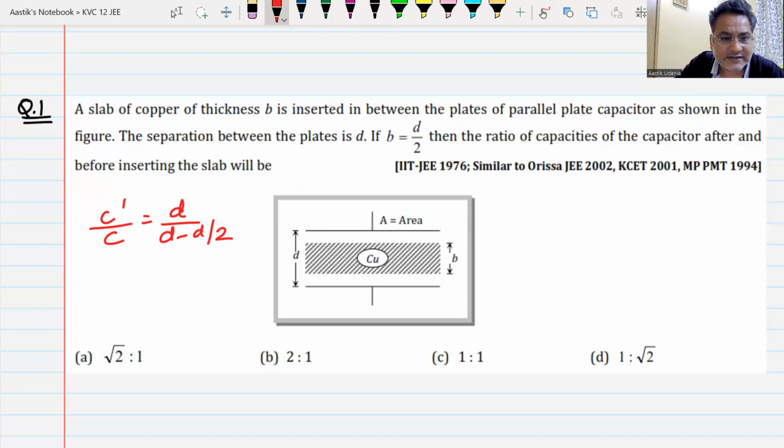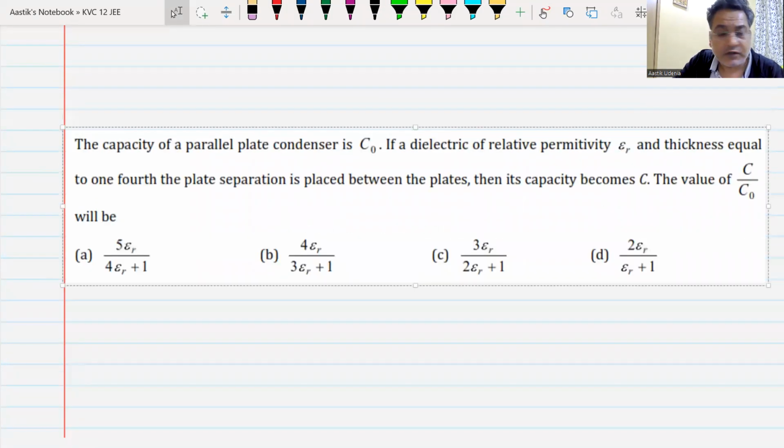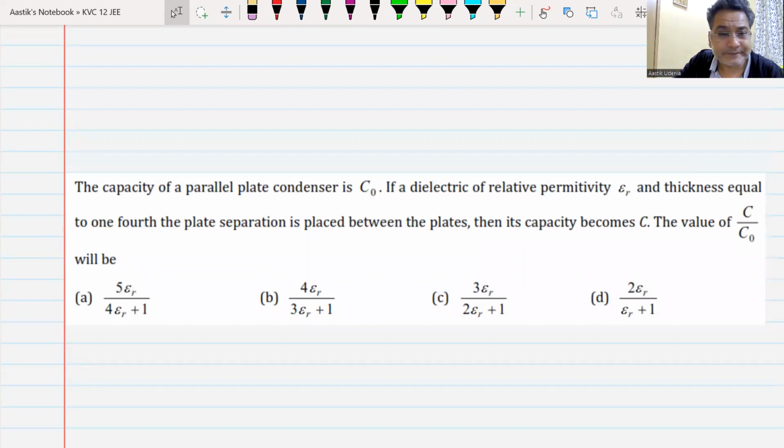Do we understand this? Yes or no? Yes, sir. Okay. Shall we move ahead with the next question? Yes, sir. This is the next question coming for you. So this is the next question for you.